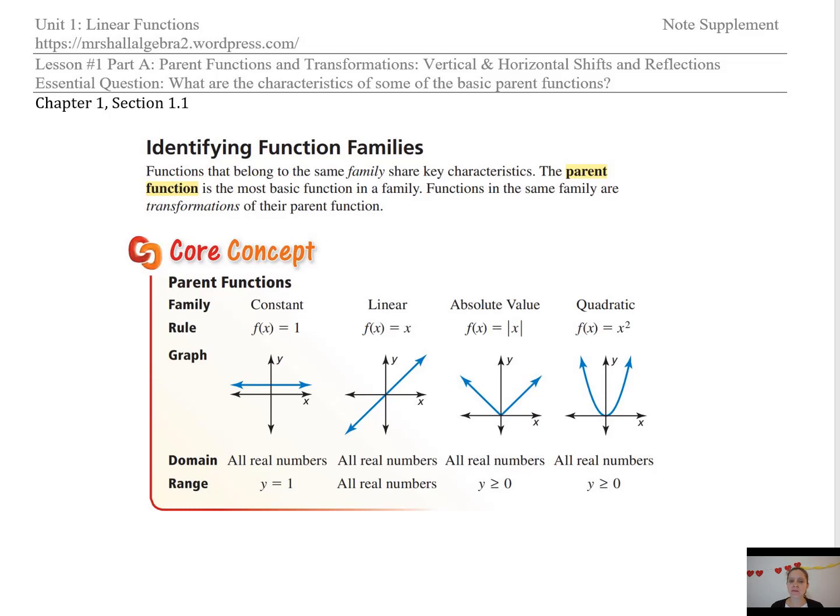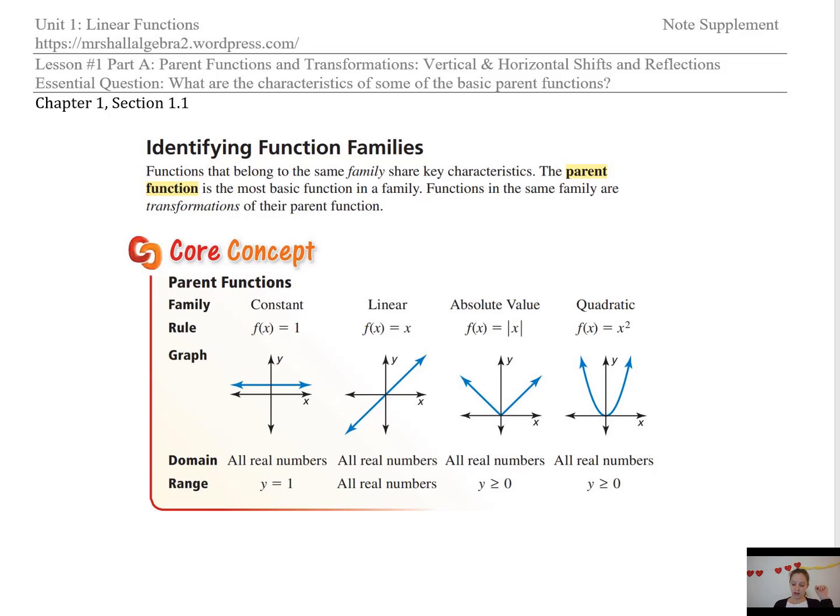Functions that belong to the same family share key characteristics. The parent function is the most basic function in a family. Functions in the same family are transformations of their parent function. Okay, so at this point there are 4 families of functions that you should recognize.